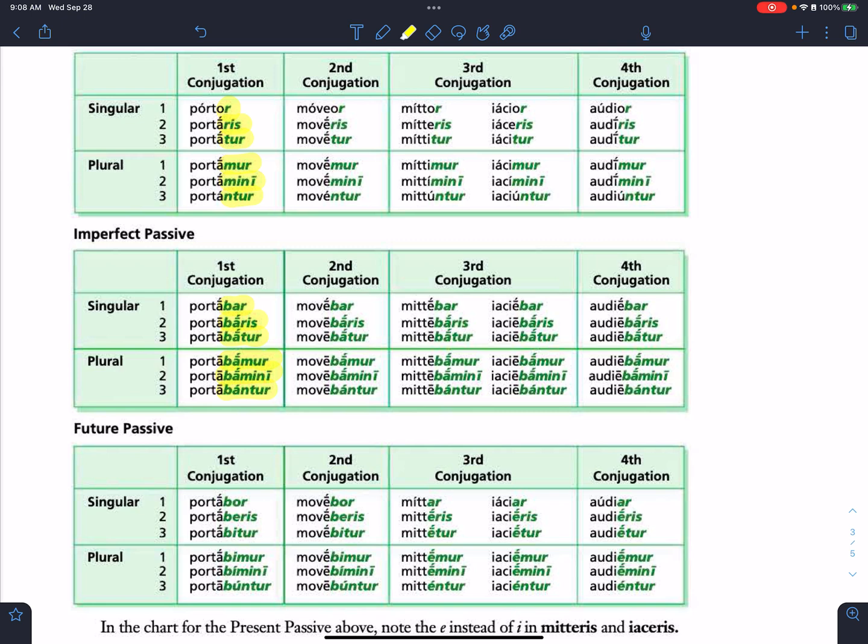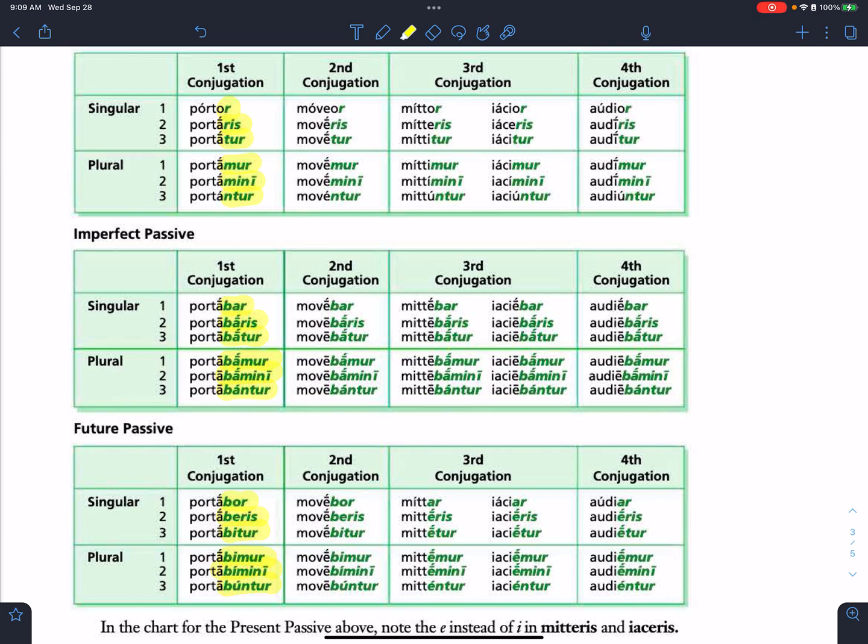Now we move into the future. What's the tense marker for the future tense? Do we remember? It's not as common, but it's BI. Aside from bor, beris, and buntur, the rest of them have it. So B-I-T-U-R, B-I-M-U-R, B-I-M-I-N-I. Okay, so does this look so complicated? It's really not that bad.